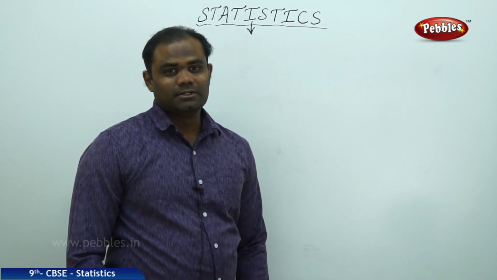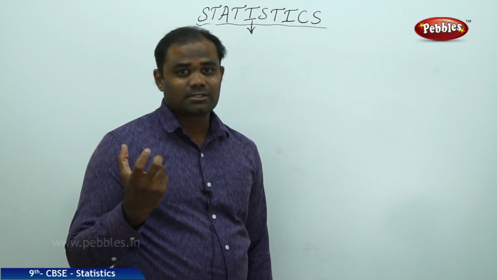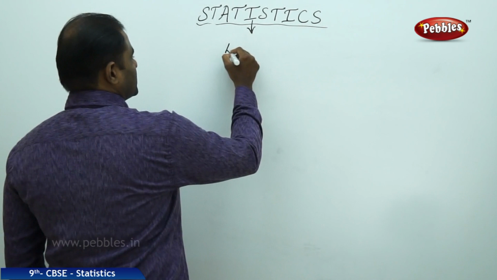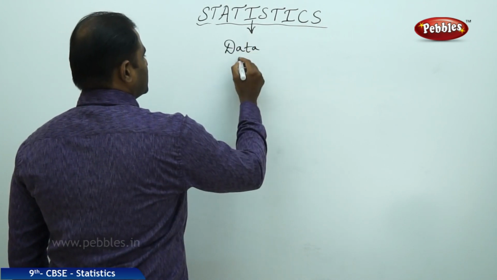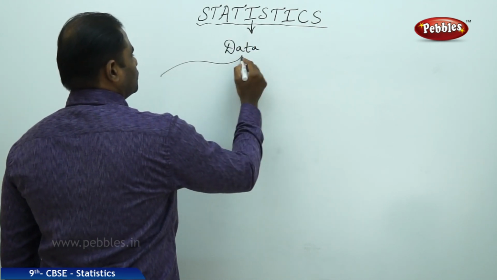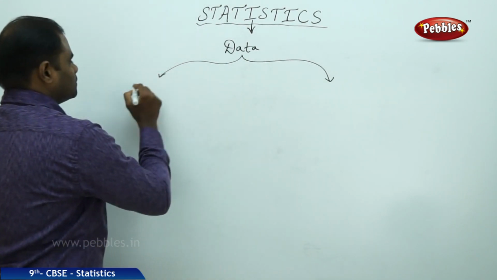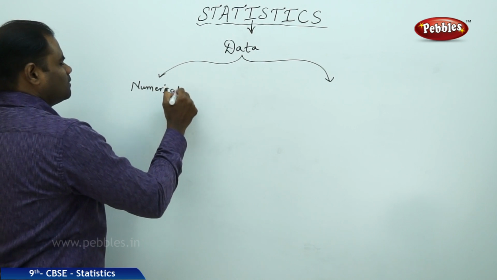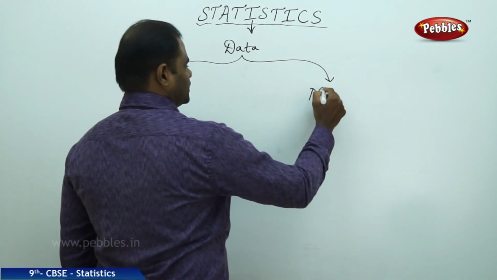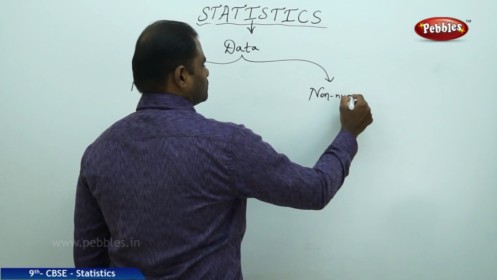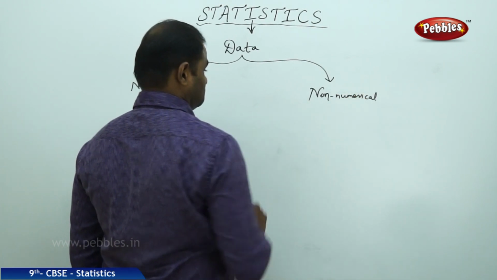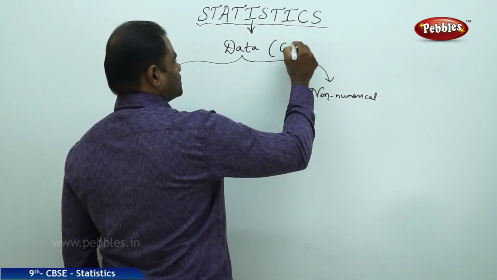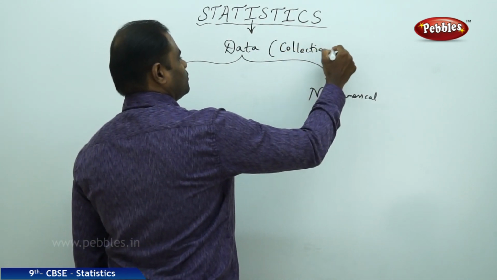Next, let's discuss the next mathematical sense of data. What is data? In statistics, data is of two types. One is numerical data and the other is non-numerical data. But in general sense, data is nothing but collection of information.